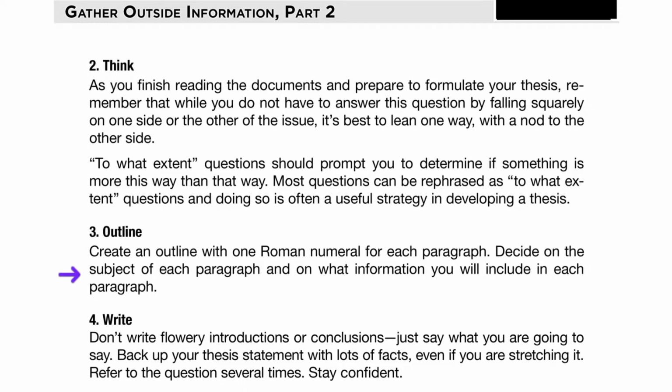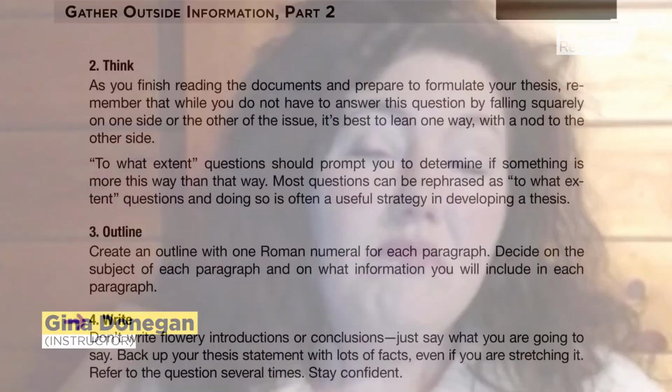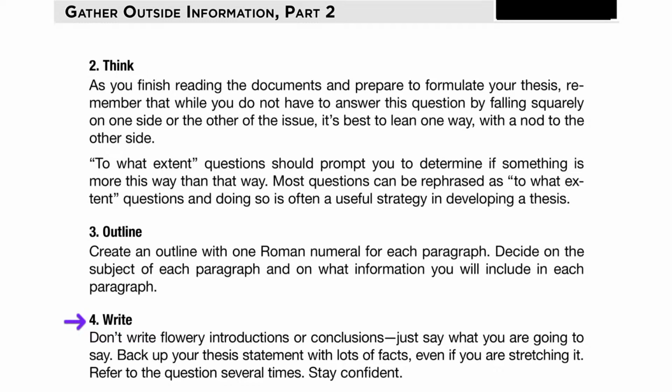There should be a clear subject or theme for each paragraph, and you should be referring to either the sources or your outside knowledge that you think is relevant to the theme or subject of the paragraph. And then finally, the bulk of your time is going to be spent writing. This is probably going to take you at least 35 minutes, maybe up to 40.